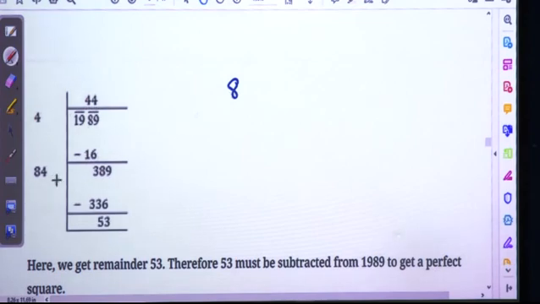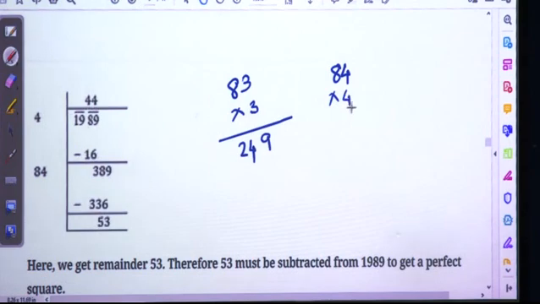Now, what do we have to check? 8, let us check 3s are. So it is 83, which is multiplied by 3. Whatever digit we are attaching here, with the same digit we have to multiply. 3 3s are 9, 8 3s are 24. Instead of 3 we shall attach 4 and multiply by 4. 4 4s are 16, carry 1, 8 4s are 32, plus 1 is 33.